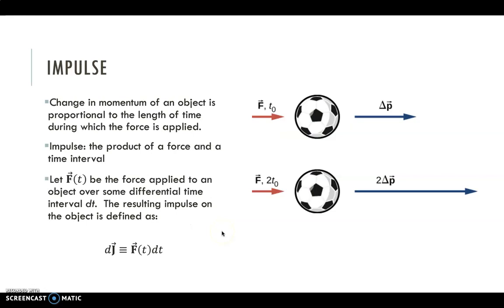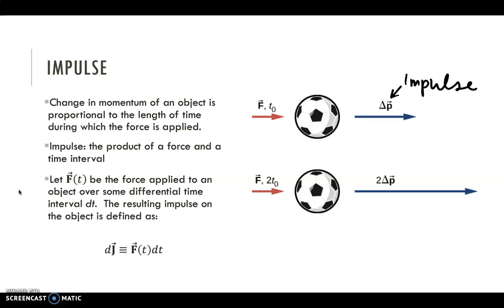Okay. So let's go ahead and talk about something else involved with momentum, and that's called impulse, okay? Impulse is really the change in momentum of some object, and that is proportional to the length of time during which some force is applied. So if we have that soccer ball and it's being kicked for some time t naught, so it's got some force being applied for some time t naught, it'll have some impulse delta p. Okay, so this is impulse.